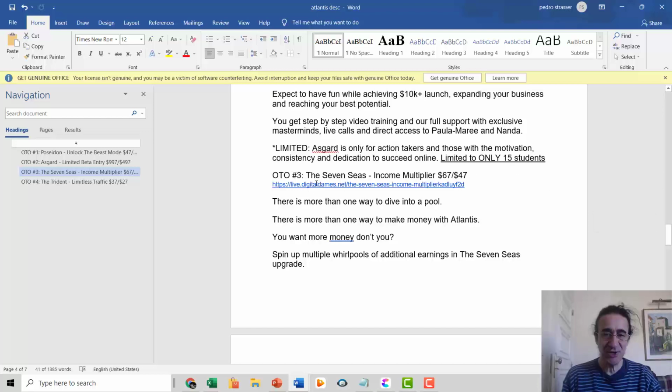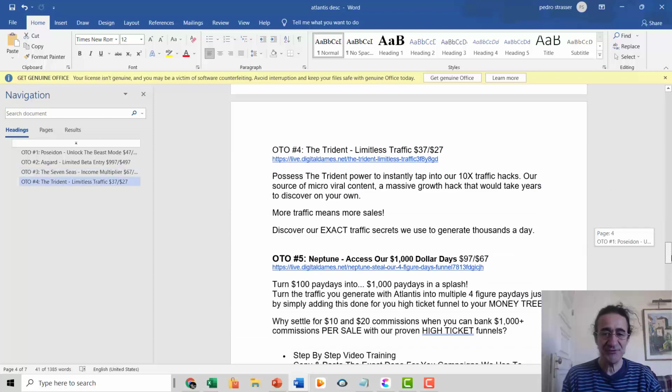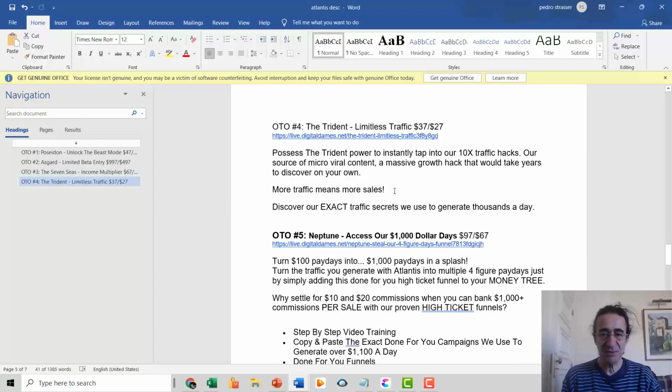If you get upsell number three, you get the 7Cs. This is an income multiplier for $67. If you get upsell number 4, you get the Trident. With this upsell, you're going to be able to instantly tap into 10 times plus traffic hacks that they are going to teach you.